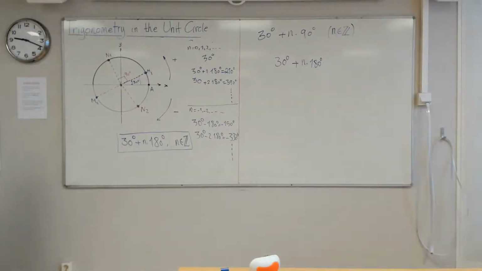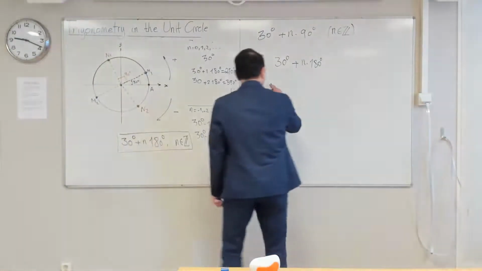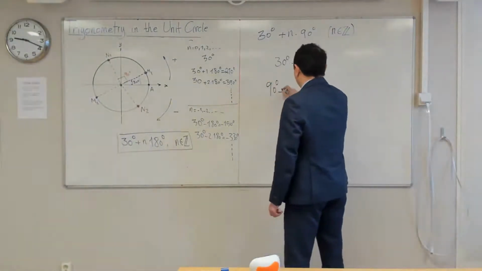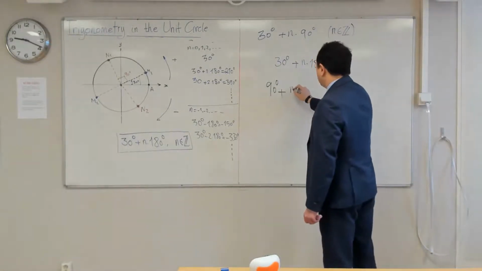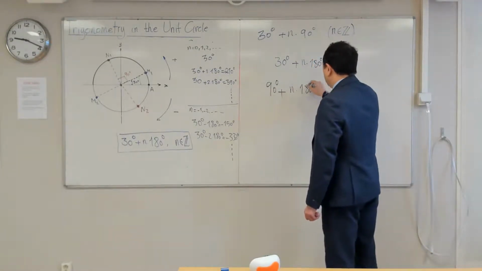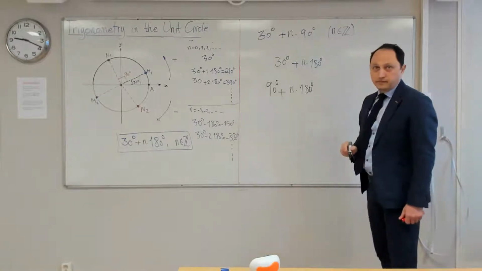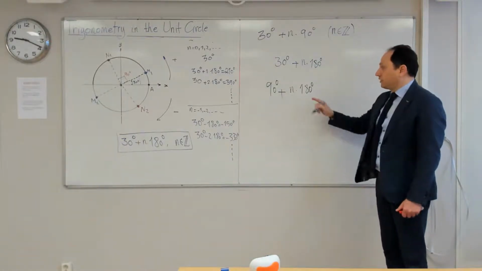What is the formula? 90 plus n times 90. No, not 90. Be careful. Be careful. So what Dylan said is that 90 plus n times 180. This is not correct. Is there someone to correct this?